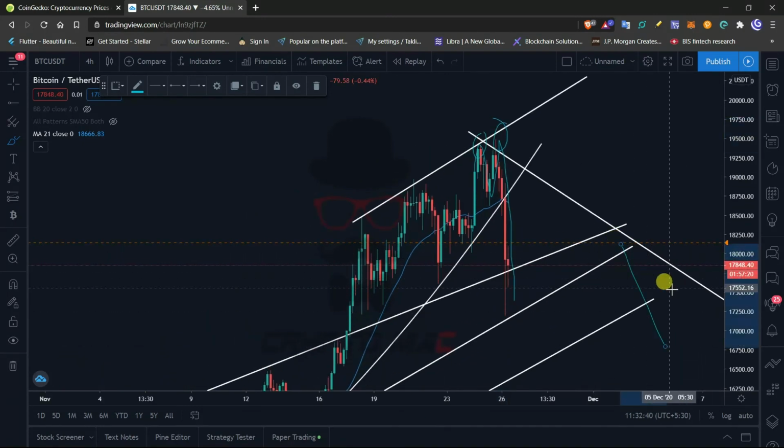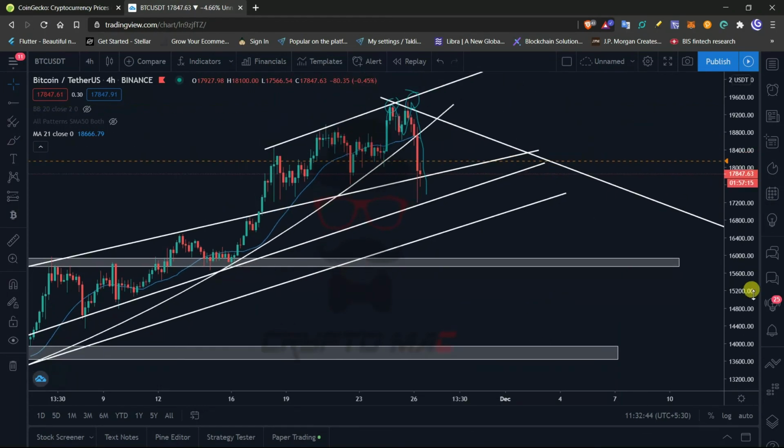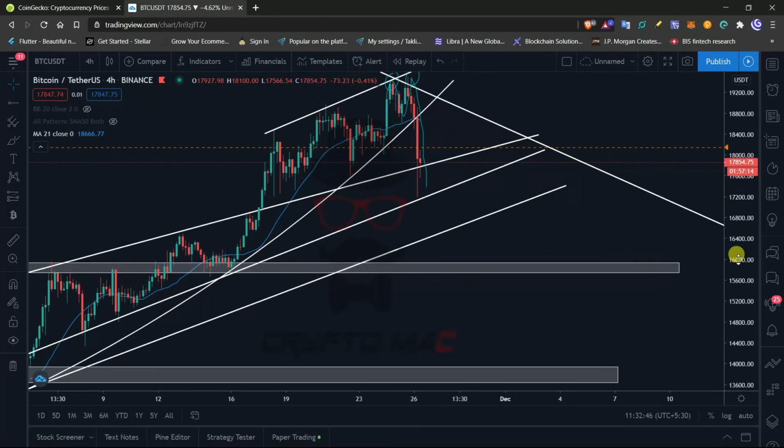So be aware of these important zones, that is $15,800 and $13,800. These are very important zones for Bitcoin. So it's better to do small accumulation at different price levels. This will be very helpful whether Bitcoin price moves upwards or downwards. It will not affect you if you are doing DCA. So it's the best way to purchase any assets.